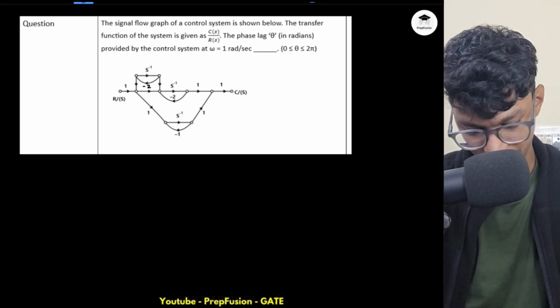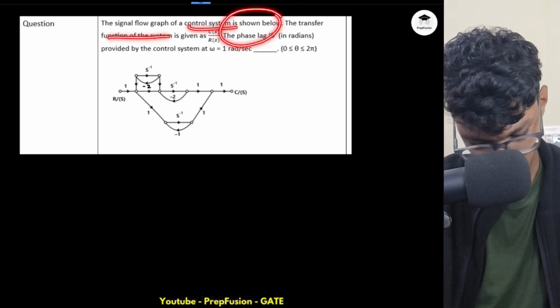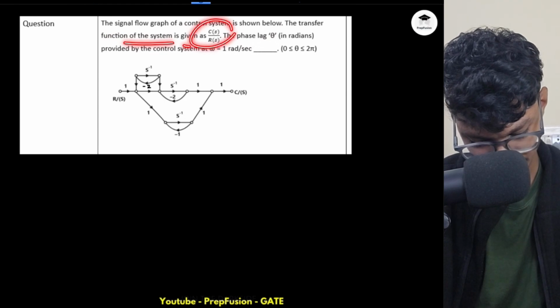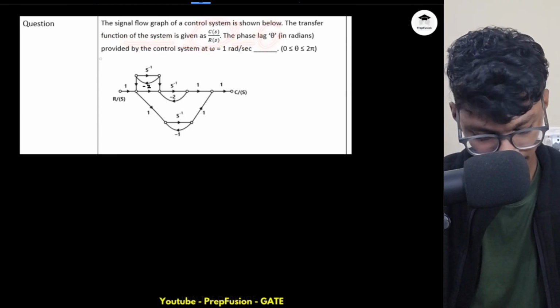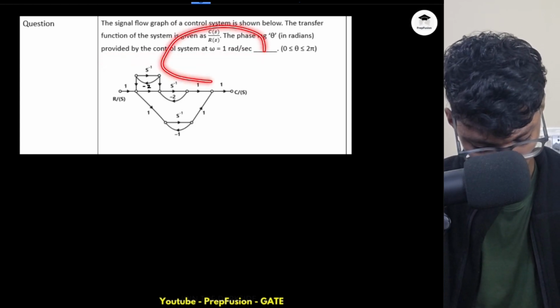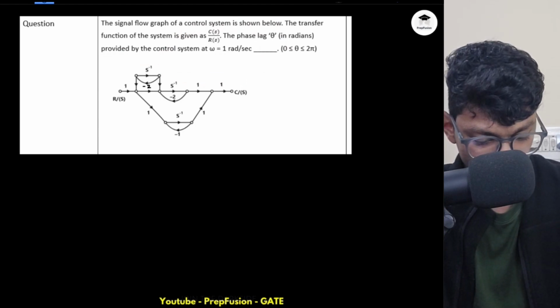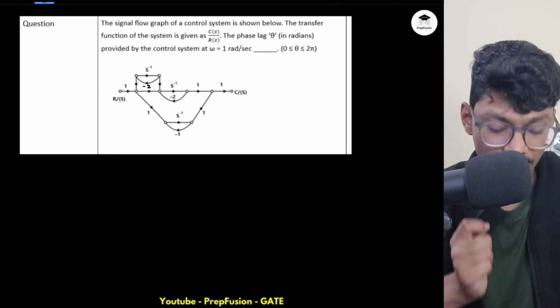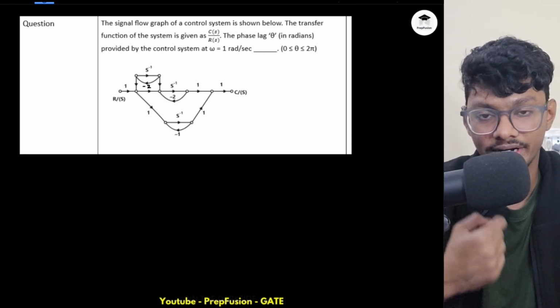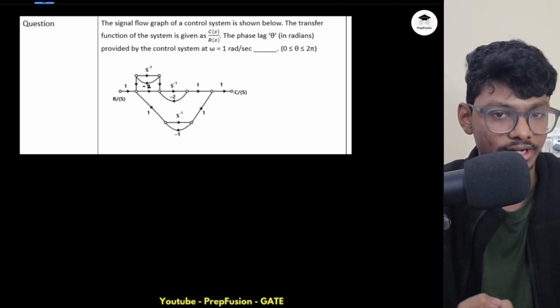Let's solve this question. The signal flow graph of a control system is shown below. The transfer function of the system is given as C by R. The phase lag theta in radians provided by the control system at omega equals to 1 radian per second will be. So what is phase lag? Phase lag means the negative angle that the transfer function is providing at omega equals to 1.